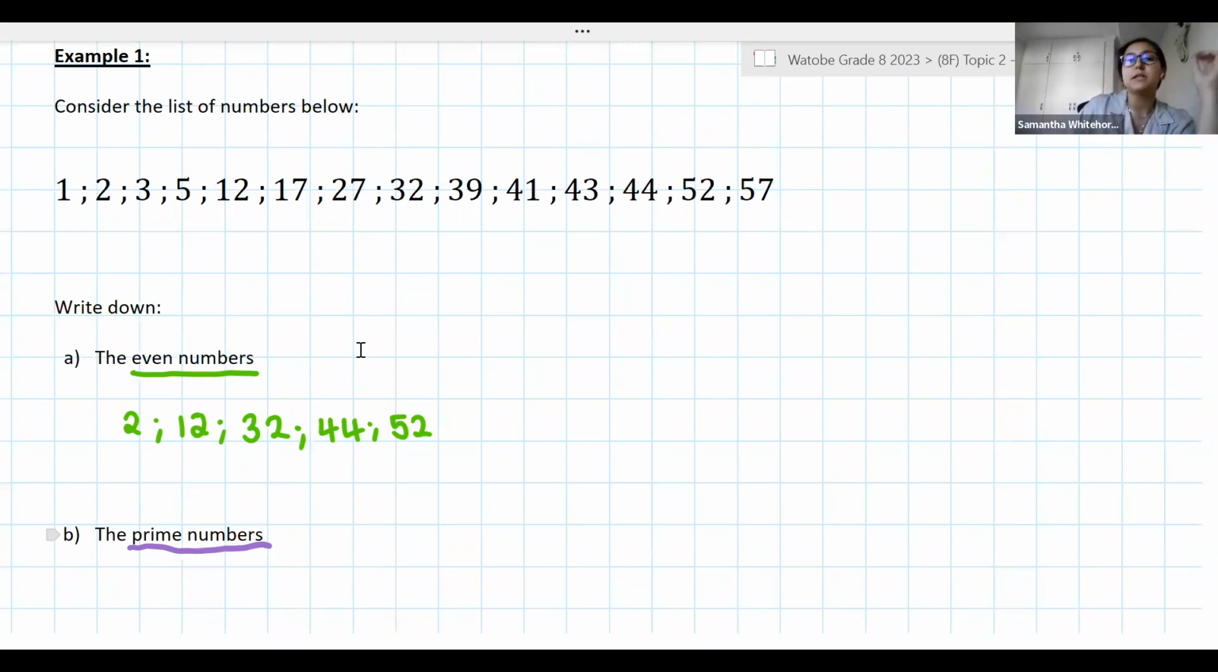Now, very importantly, I'm just going to give you a little hint. 1 is not a prime number. Because at the end of the day, the factors of 1 are actually just 1. It only has 1 factor. And so for a prime number, we need at least 2 factors, 1 and then the number we're working with.